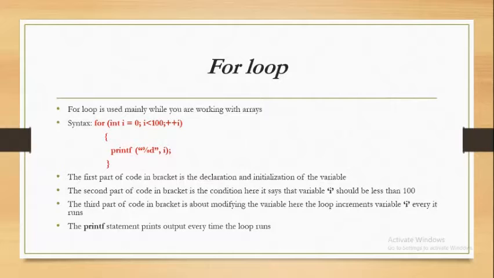And the second part, that is the code after the first semicolon and before the second semicolon, is just the condition. For example, here it says that the loop should run until i is less than 100. And the third part of the code in the bracket, that is after the second semicolon, is about modifying the variable.